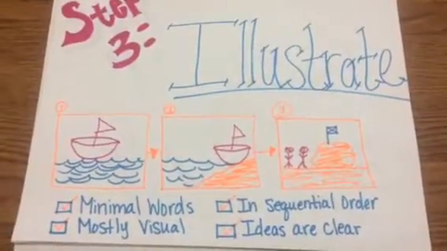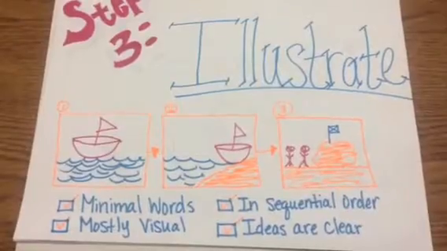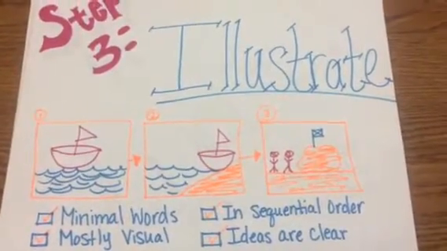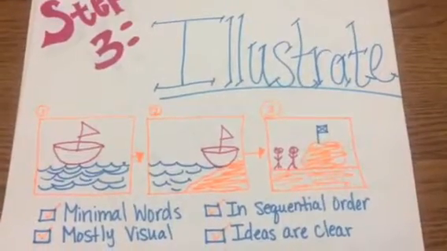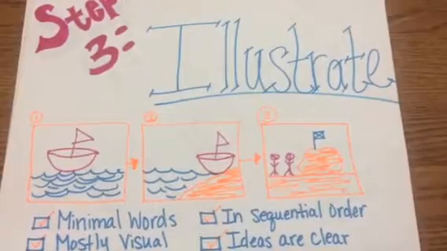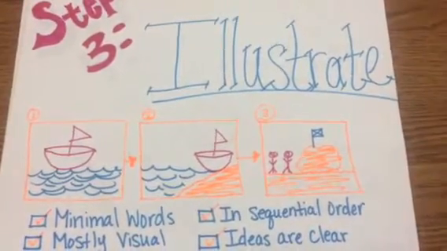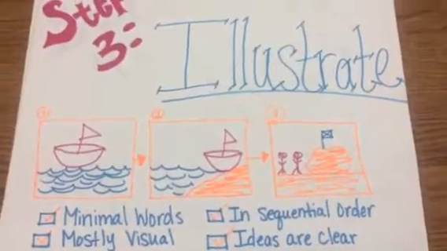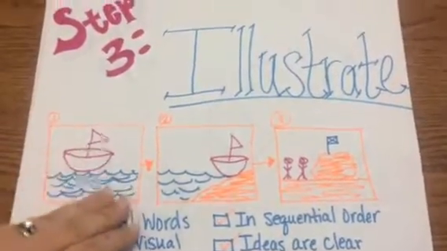Step 3. Illustrate. My paper slide is made out of copy paper, but there are other ways to make your paper slide. No matter your style, you must illustrate. The illustrations should be the majority of the slide. Your slide should be mostly visual, have minimal words, be in sequential order, and your ideas should be clear through your illustrations. This is where you get to be creative.